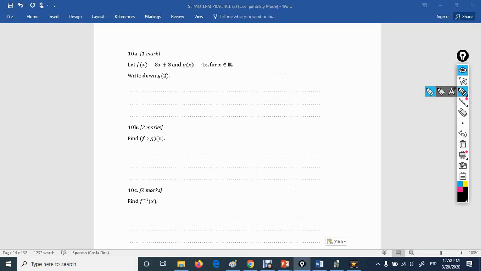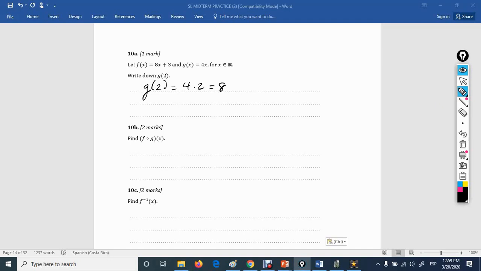Okay, so now let's take a look at question 10. And we have it all here, 10A, B, and C. First of all, this one is only worth 5 marks because the questions are pretty easy. So g of 2. G of 2 is simply plugging in 2 in g of x. So g of 2 will equal 4 times 2, and that is 8.